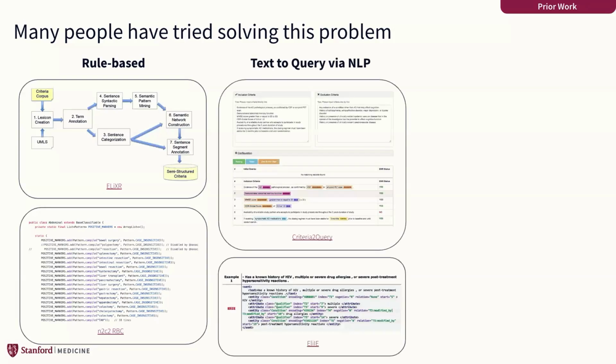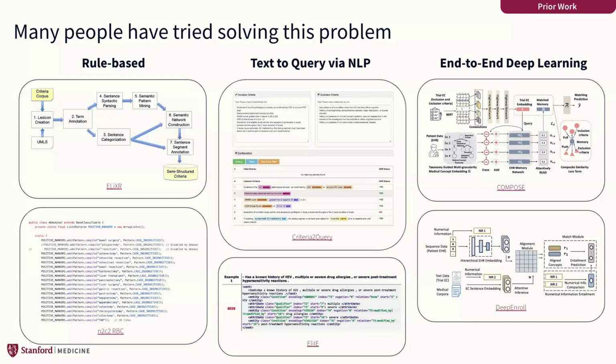Next, people started throwing what I would call traditional natural language processing techniques at this. So how could we turn this unstructured data into something more structured? A prominent example of that would be a work called Criteria to Query, where they tried to structure the eligibility criteria into SQL so that you could query your EHR database. And then more recently, folks have tried the end-to-end deep learning approach. So, throw everything into a black box machine learning model, and the outcome is, yes, this patient qualifies for this trial, or no.